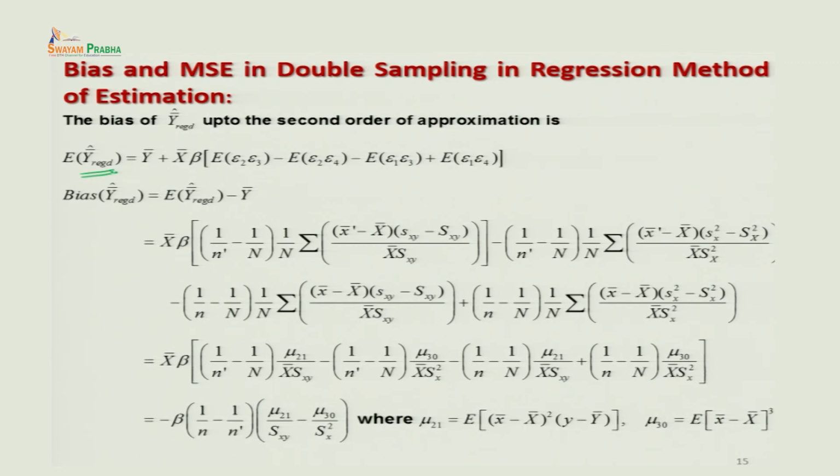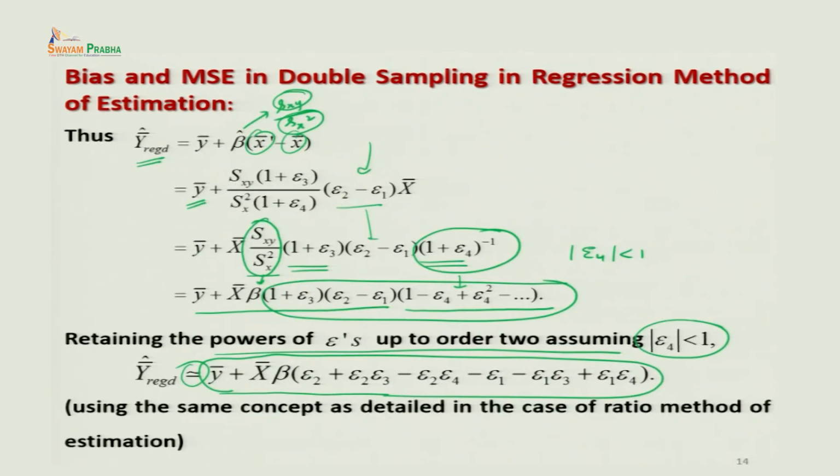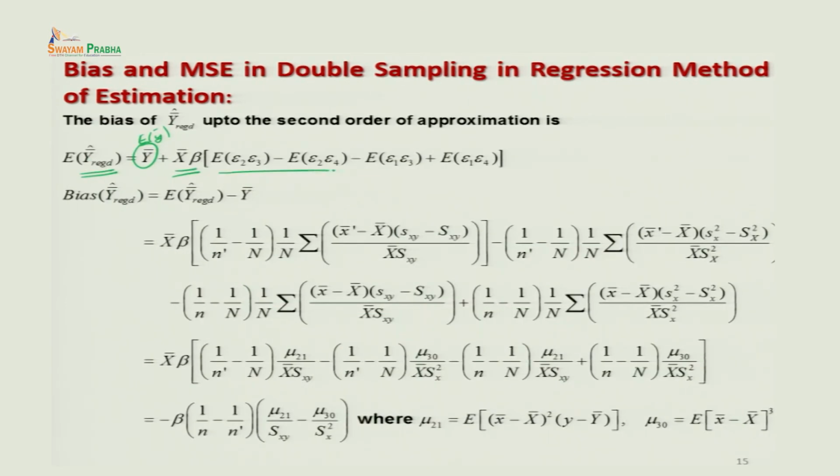Expected value of y bar reg d hat, this will become expected value of y bar, which is capital Y bar. Then x bar beta, and you can see here that all these terms epsilon 2, epsilon 1, their expectation will become 0, and then you have only these terms. So, this is what I am writing here, the expectation of these 4 terms.